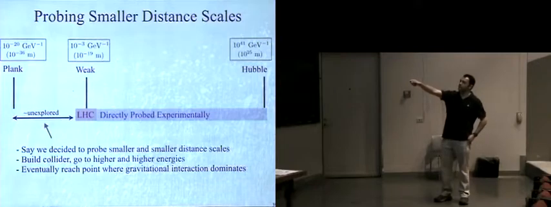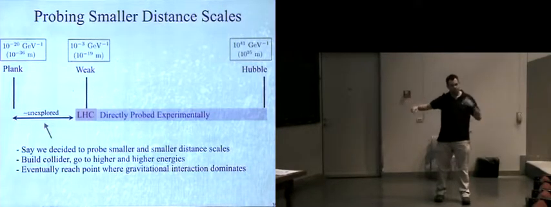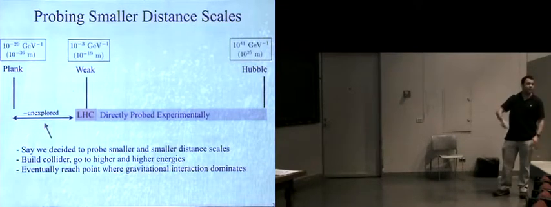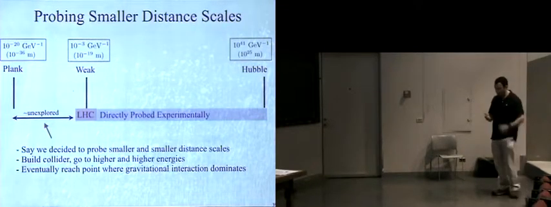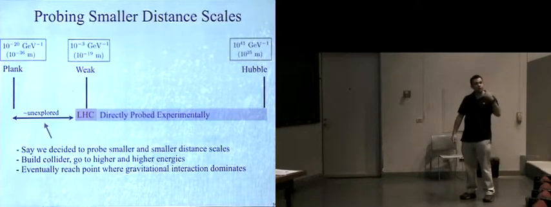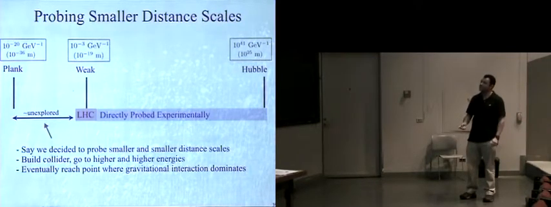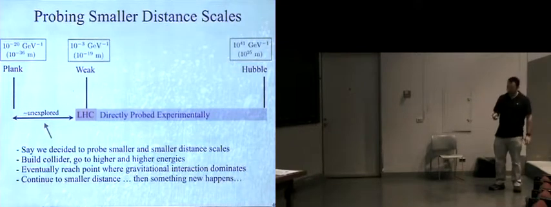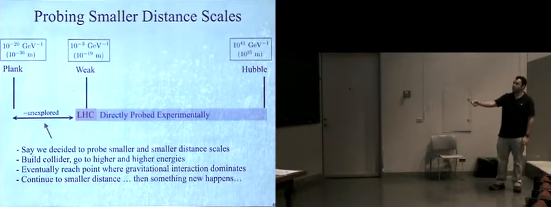But eventually we get to the point where gravitational interaction dominates. So now we just totally ignore gravity and go to smaller and smaller distances. Eventually we couldn't do that. Eventually we'd have to take gravity into account, but that's fine. We can take gravity into account and still go to smaller and smaller distances. But then something new happens. Eventually we get to the point where there's really something that's qualitatively different, and I'll talk about that in the next slide.